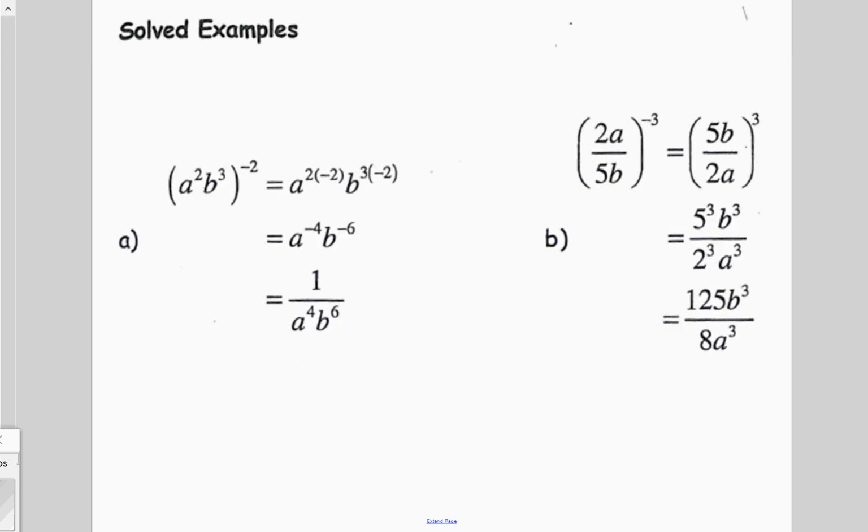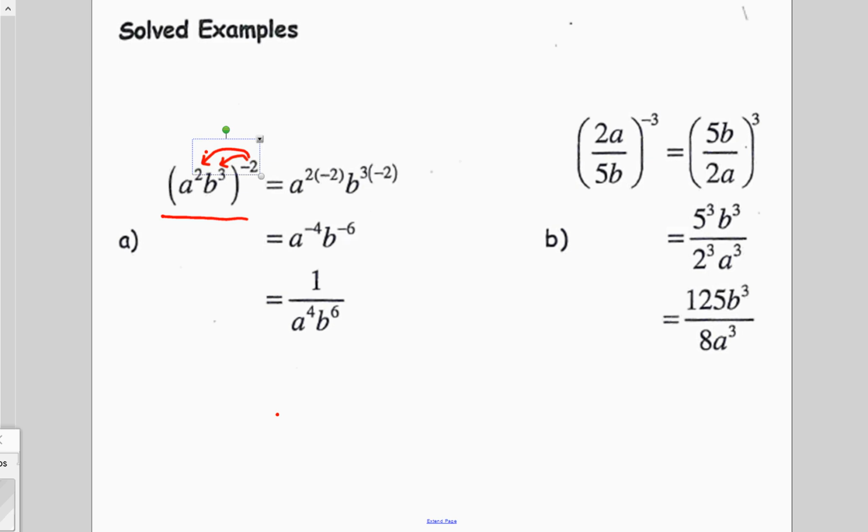Okay, on your sheet there are 2 solved examples, so it shows every single step just to help clarify. If you look at this first example, this here is the question. In the question we have a squared and b cubed all raised to the power of negative 2. So according to the power of a power rule, I want to work with the exponents first, not the multiplication inside, because of BEDMAS. Power of a power rule says that this will be, for both of these values, multiplied. So a to the power of 2 times negative 2 and b to the power of 3 times negative 2.